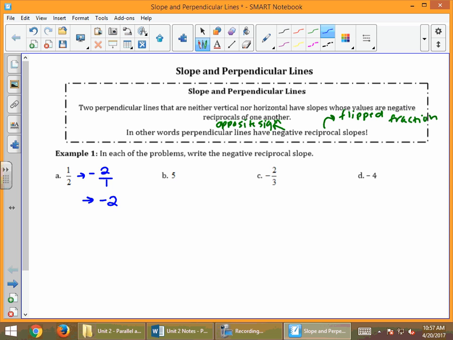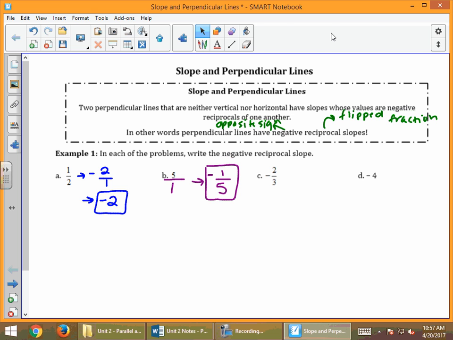So the opposite reciprocal for a whole number is a little different. Whenever you have a whole number, remember that's technically over 1. So when you flip it, it's going to become 1/5. And then that was a positive 5, so we change the sign to a -1/5. So there is the opposite reciprocal. Flip the fraction, change the sign to the opposite.